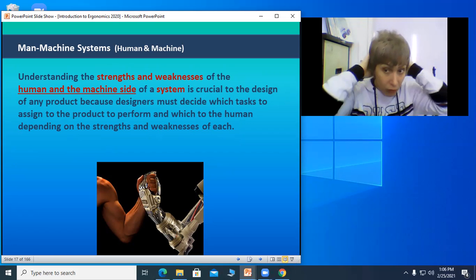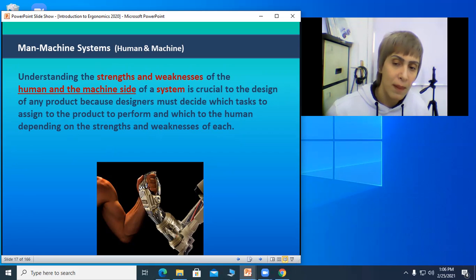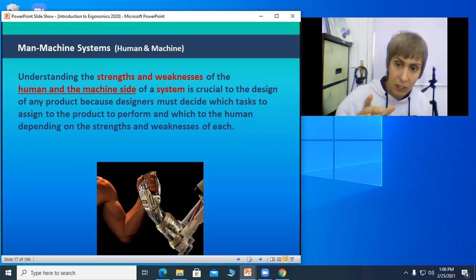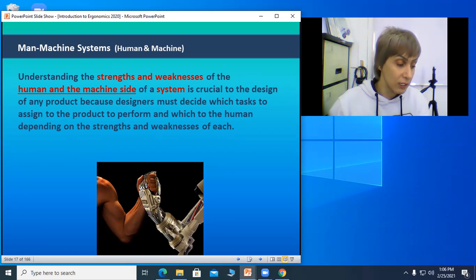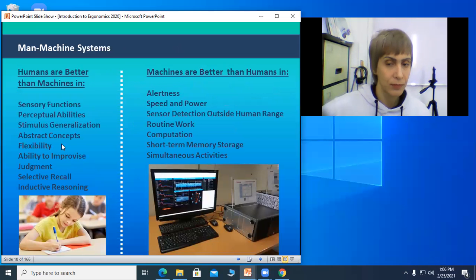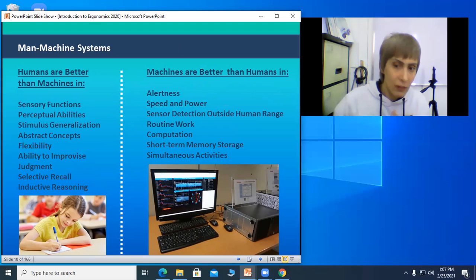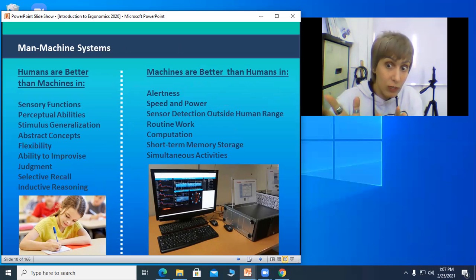So of course, you're not always free to choose. Sometimes you must design, for example, a manual system, or you must design a powered tool. But this is, let's say, if you had the free choice. And also, you need to know about the requirements of each, okay? So, for example, the humans have certain abilities. They're better than machines in some aspects, and in other aspects, they're weaker than machines.